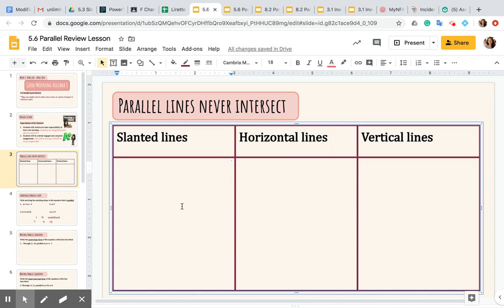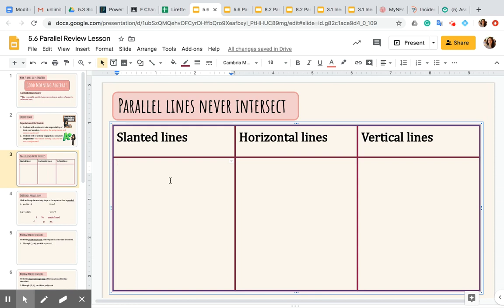So you might recall that parallel lines, they never intersect, they never touch. And if we're looking at slanted lines, so lines that have either a positive or a negative slope, slopes have to be the same in order for them to not intersect.